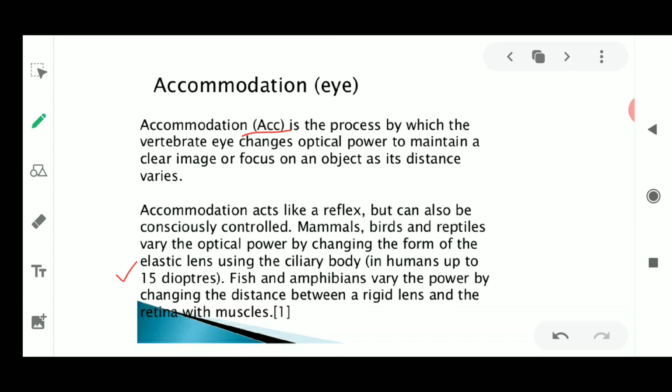In fishes and amphibians the power varies by changing the distance between the rigid lens and the retina with the muscles. So willingly we could change this accommodation power in some birds, some reptiles and some mammals also. Similarly, fishes and amphibians could change it by changing the distance between the rigid lens and the retina with the muscles. Here the lens is not going to move from one place, it could only contract and relax, so the focus could change, and that is known as the power of accommodation.